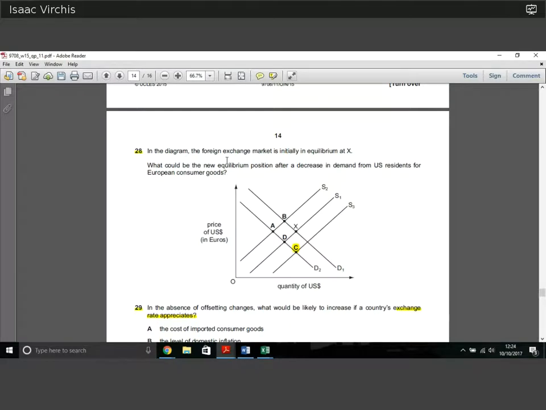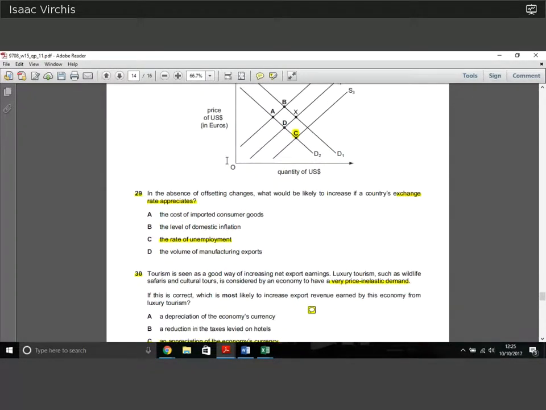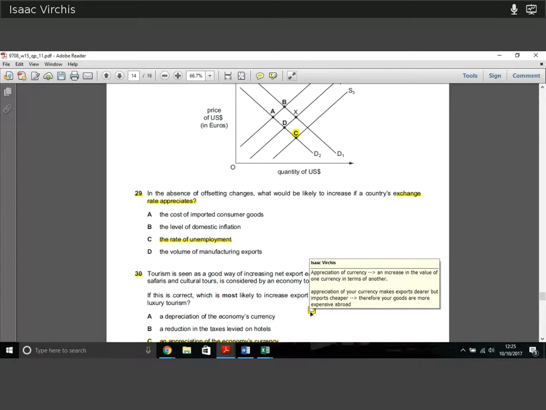Okay. Question 29. Now, that's offsetting changes. So here, that's just saying everything remains the same. What would be likely to increase if the country's exchange rate appreciates? So under an appreciation, an appreciation is an increase in the value of one currency in terms of another, and it makes your exports more expensive and your imports cheaper. So if your currency appreciates, you're going to import a lot more, and your exports become more expensive. So for companies in the UK, if the pound has appreciated, your exports are going to become more expensive, so there's less demand from abroad for your products.